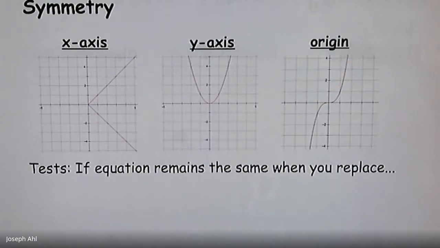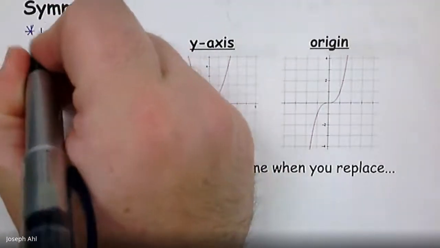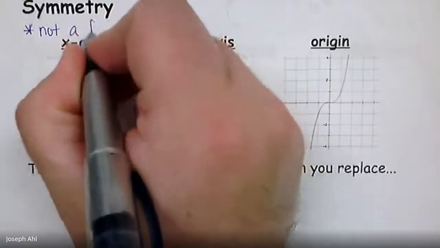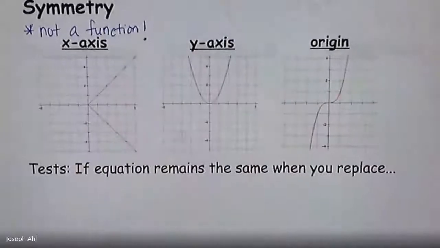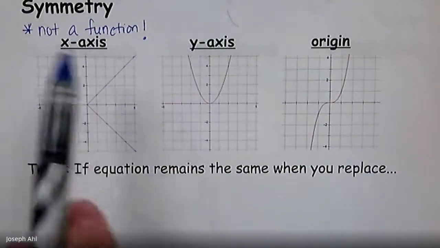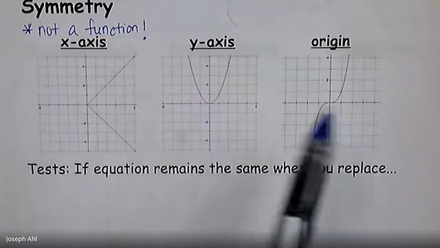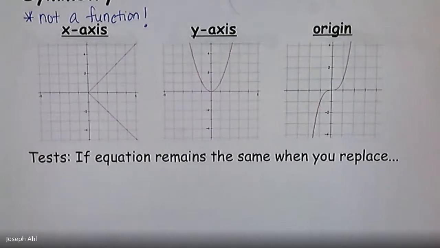One quick note, though, is that if something does exhibit x-axis symmetry, it's not a function. Very clearly, x-axis symmetry is going to fail the vertical line test. So it would be considered a relation, but x-axis symmetry means it's not a function. Y-axis and origin, those can both very clearly be functions here. So what are we going to do as far as the test goes?